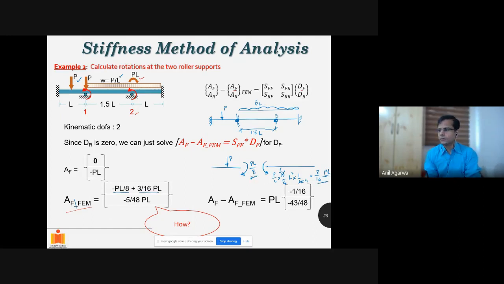If these two moments were balancing each other completely, then this value would have been 0 even. That would have been okay. But they are not balancing each other. So this much of external moment has to be supplied here to balance it, to keep it from rotating. Similar thing here. So for this end now, let's see.